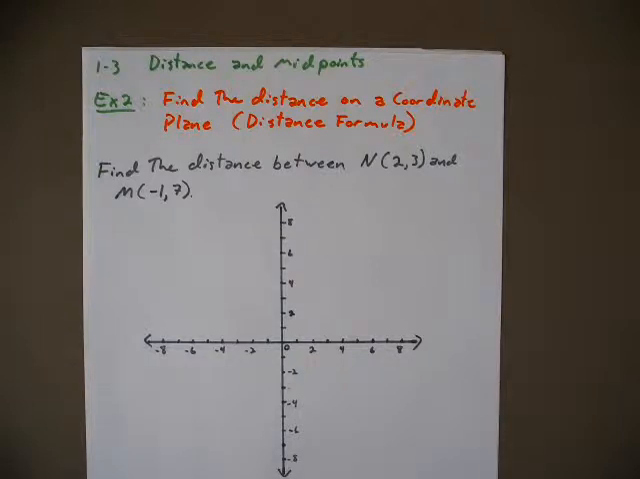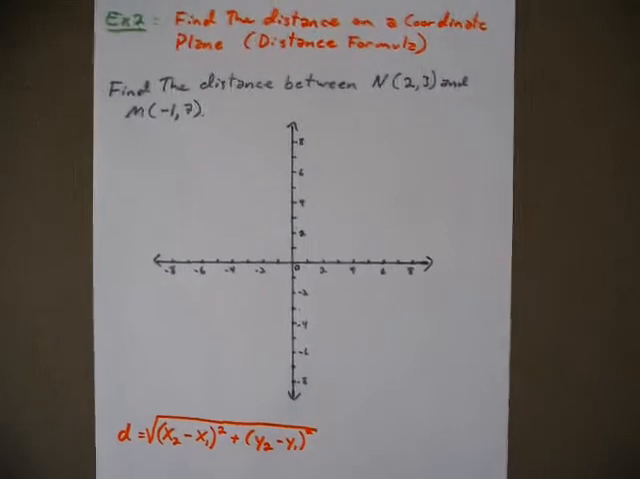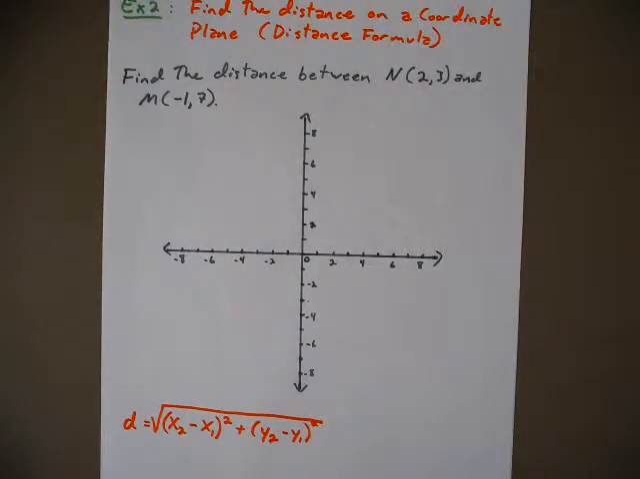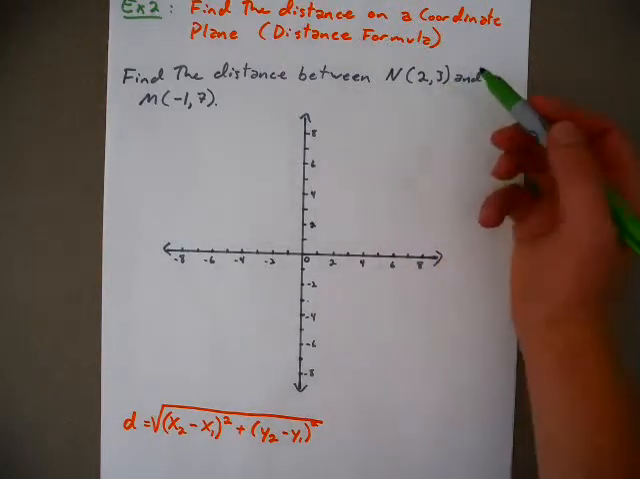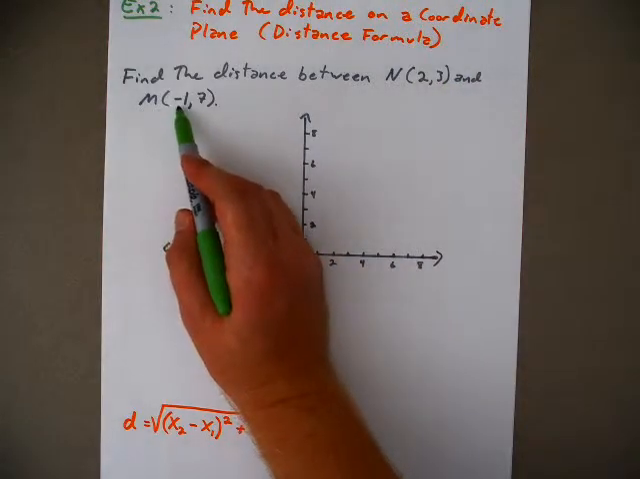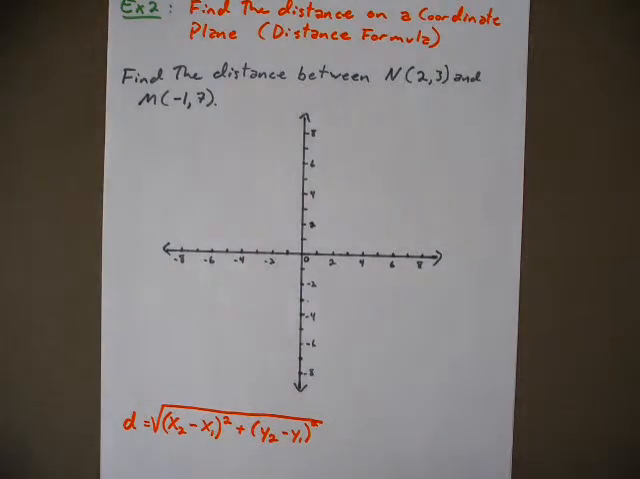Okay, so let's take a look at our first example here. We're going to find the distance between point N, which is at 2, 3, and point M, which is at -1, 7. Now, before we do this, let's go over a few things.